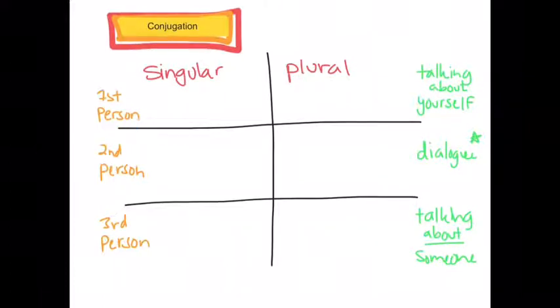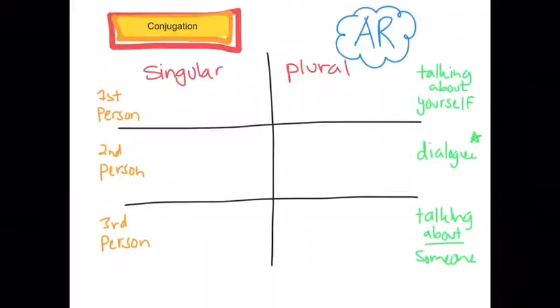First person is the first row, which means you're talking about yourself. You are included. I. Second person means you're having a dialogue. You're talking directly to that person. And third person means you are talking about someone. Now each type of verb has its own endings.